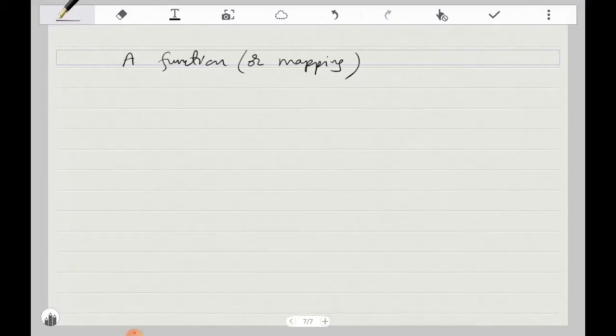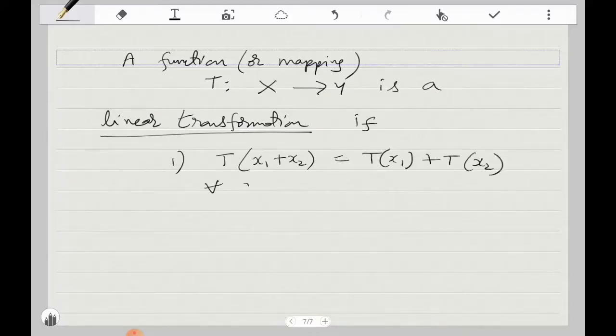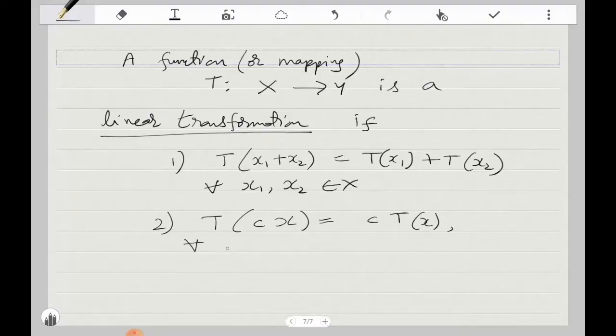A function T from X to Y is a linear transformation if T of x1 plus x2 is T of x1 plus T of x2 for all x1, x2 in X, and T of cx equals c times T of x for all c in R and x in X.